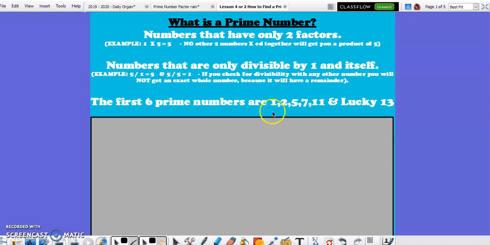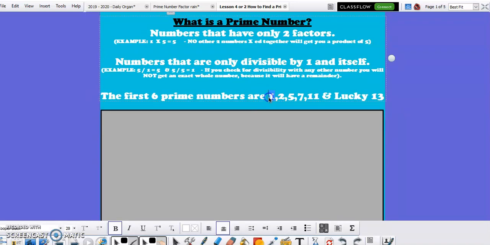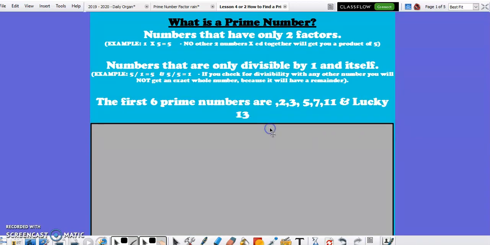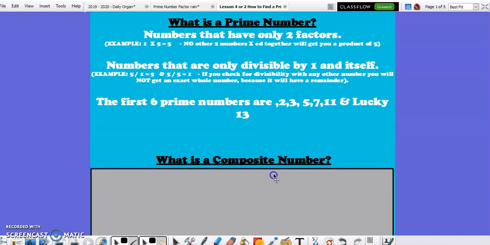The first 6 prime numbers are 2, 3, 5, 7, 11, and lucky 13. 1, as you noticed, was neither. It's not prime or composite. What is a composite number?